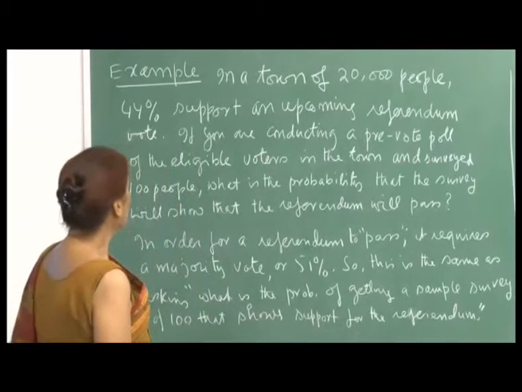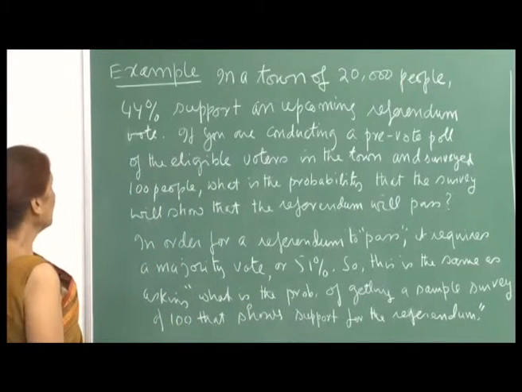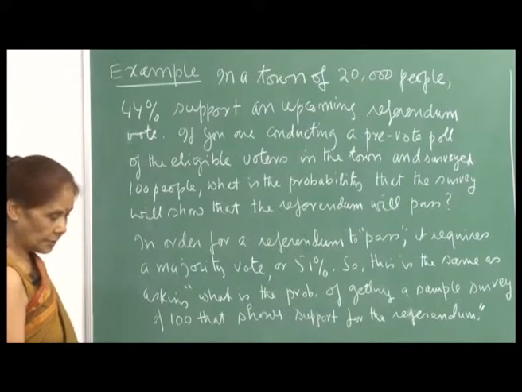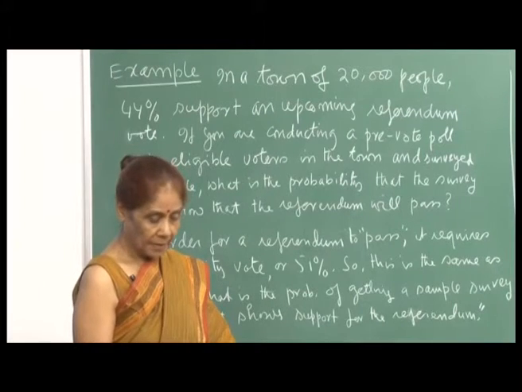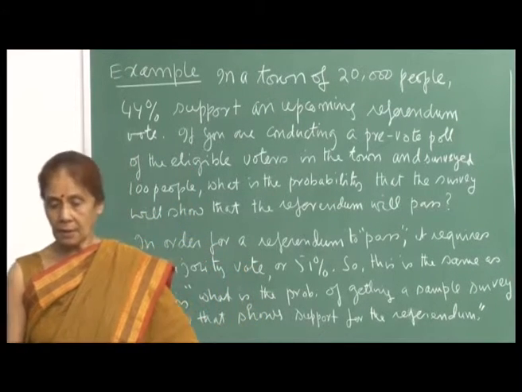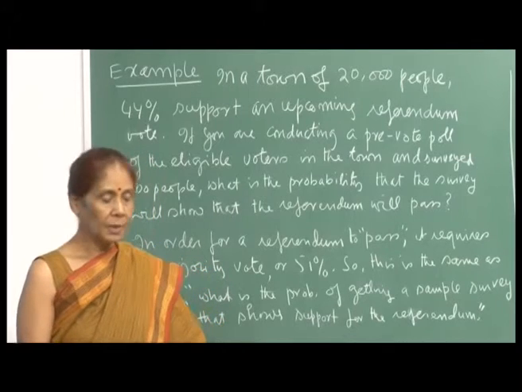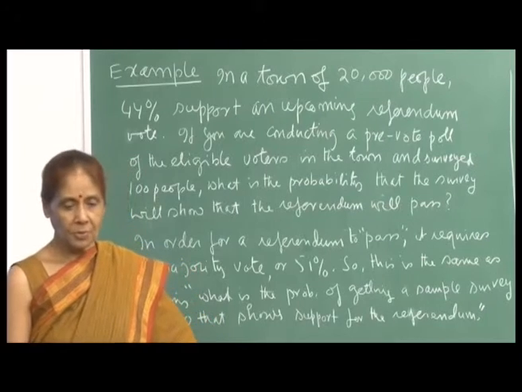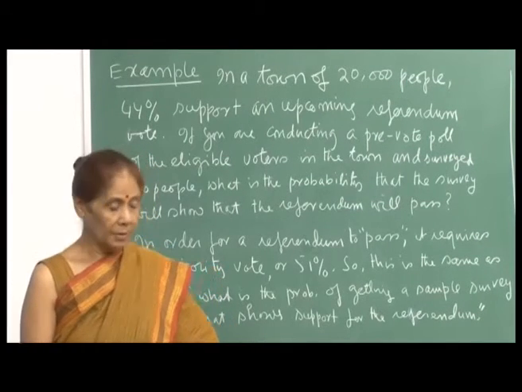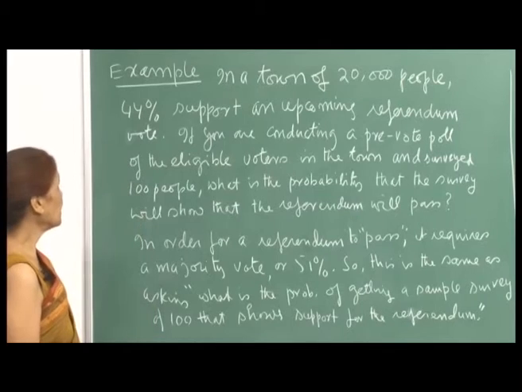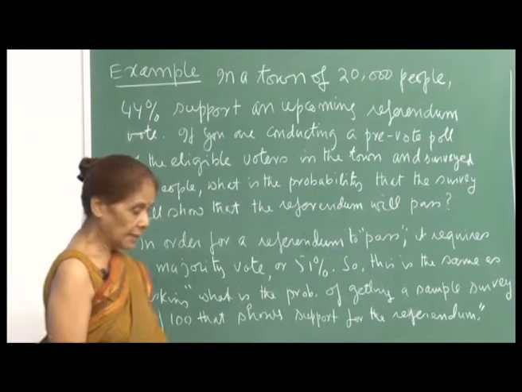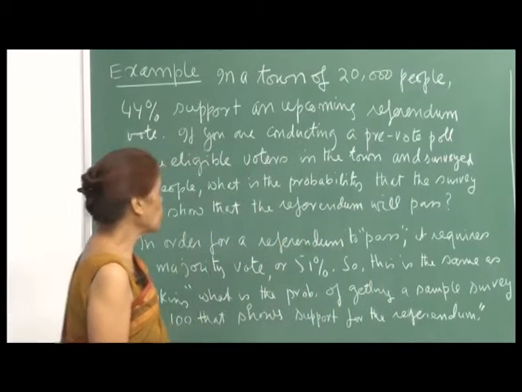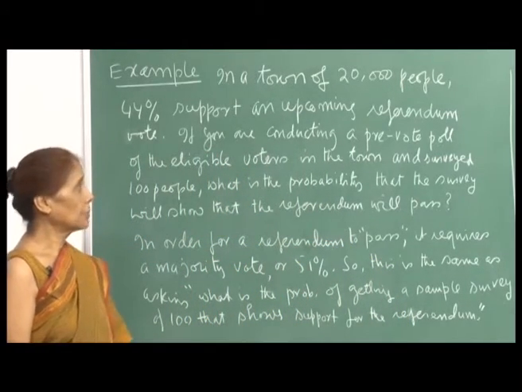In a town of 20,000 people, 44% support an upcoming referendum vote. You see, say for example, currently the hot thing is whether Anna Hazare is going to form a political party or not. So, you might take a referendum, that means, you might ask people to vote on whether he should do it or not. So, maybe this is a small town, and the feeling is that only 44% will support the upcoming referendum.